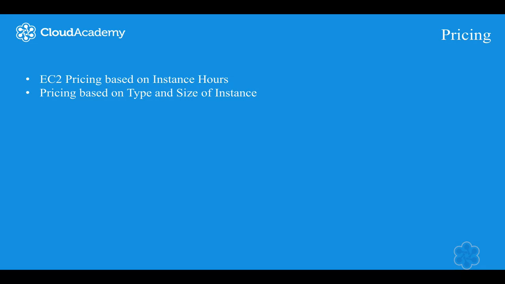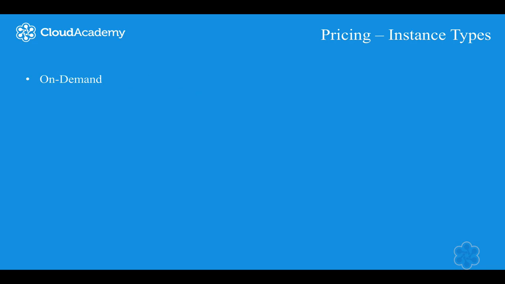The types of instances are on demand. These instances allow you to pay for computing capacity by the hour with no long-term commitments. Reserved instances. These instances allow you to reserve EC2 computing capacity for 1 or 3 years, and in exchange for this commitment, you can realize discounted hourly rates up to 75% compared to on-demand instance pricing.